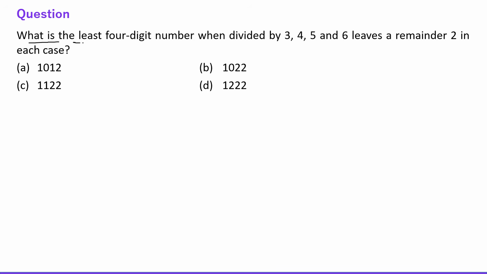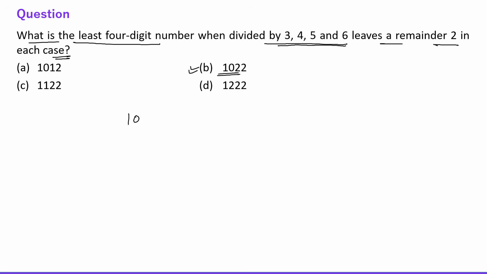Next question says, what is the least 4-digit number which, when divided by 3, 4, 5, 6, leaves a remainder 2 in each case? Everyone, this question is a typical case of LCM. If you know the process, then you can solve this question. Or if you don't know the process, then you should go with the options. So just pick the least option first. Here this is the least option, 1022.